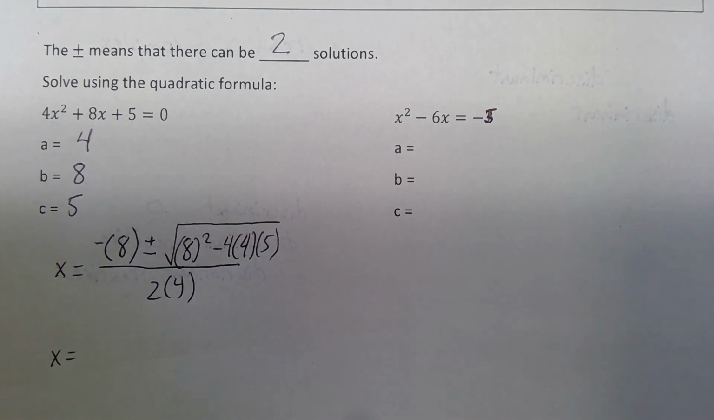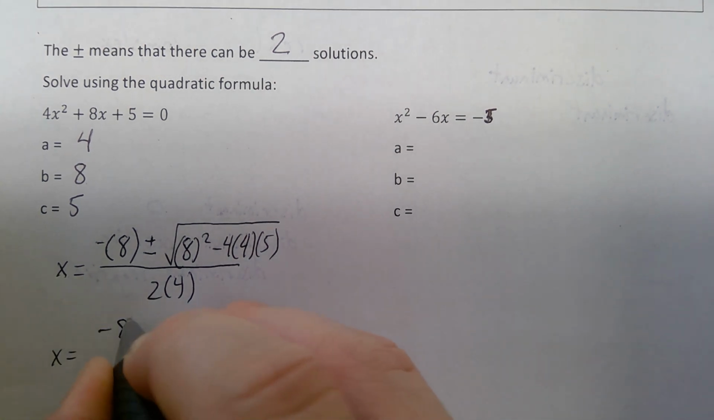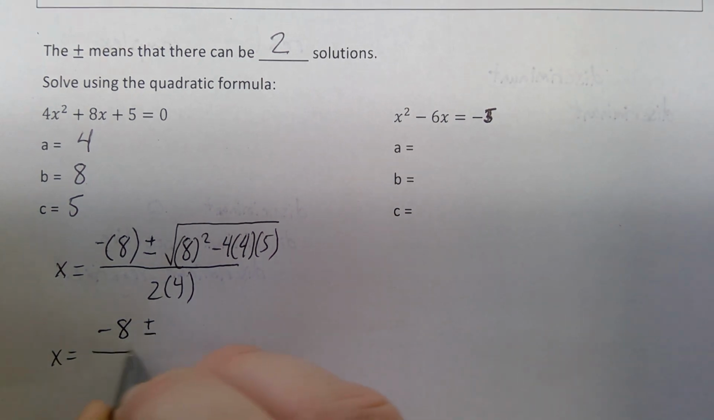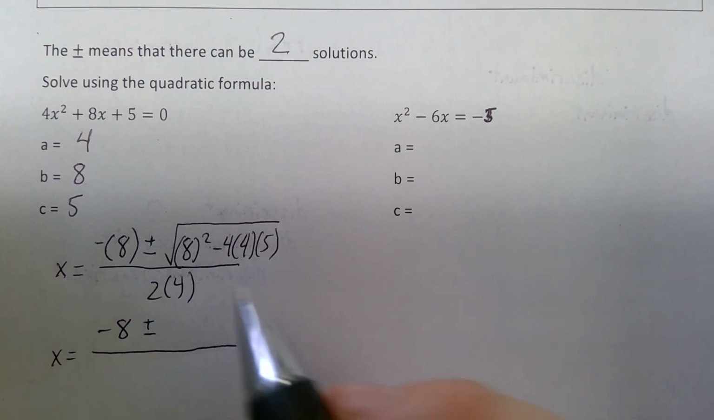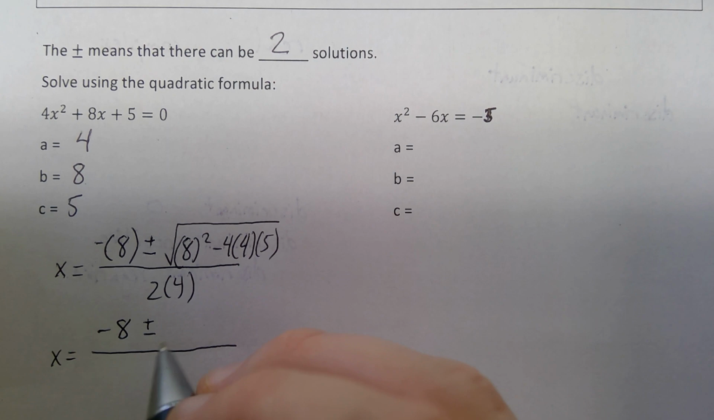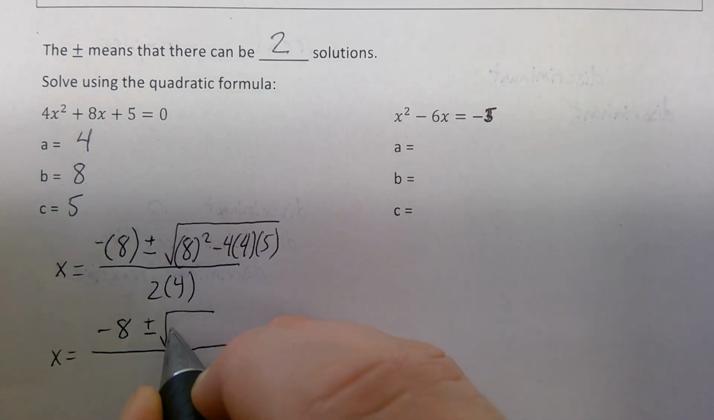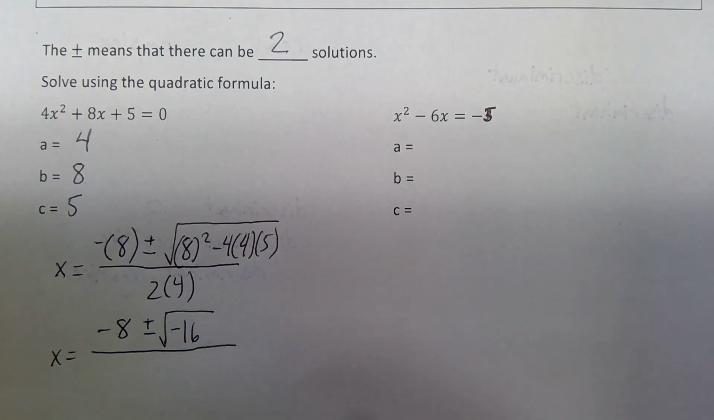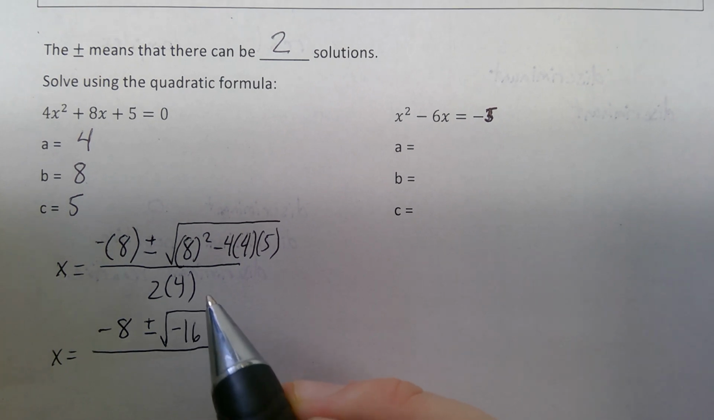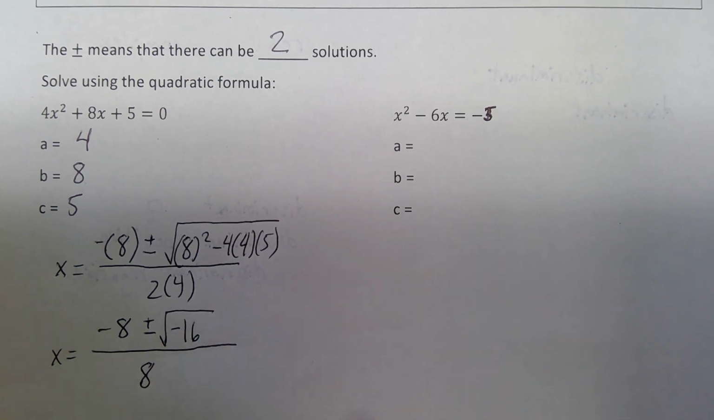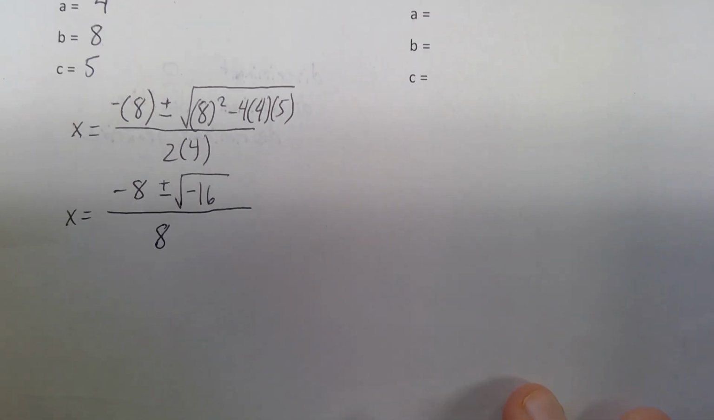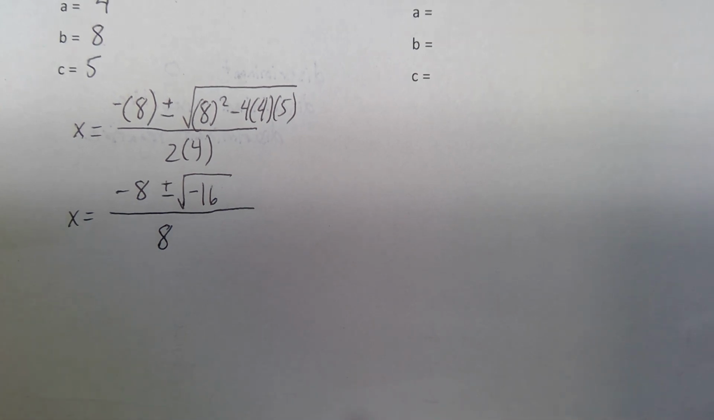Now I'm going to simplify in 3 places. I'm going to simplify here if I need to. So negative times 8, this becomes negative 8, plus or minus. Inside my square root, I'm going to simplify that. I know from the discriminant on the other side, it's negative 16. And then my denominator, 2 times 4 is 8. Okay? And we're not quite done. We're going to do 2 more things.